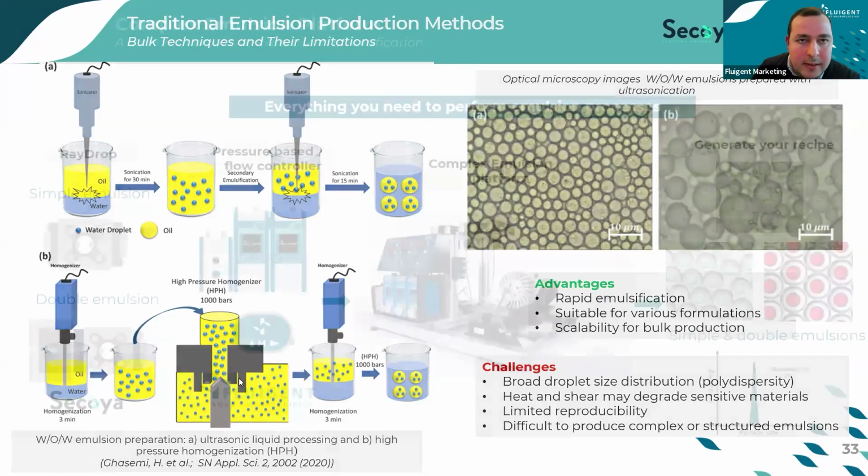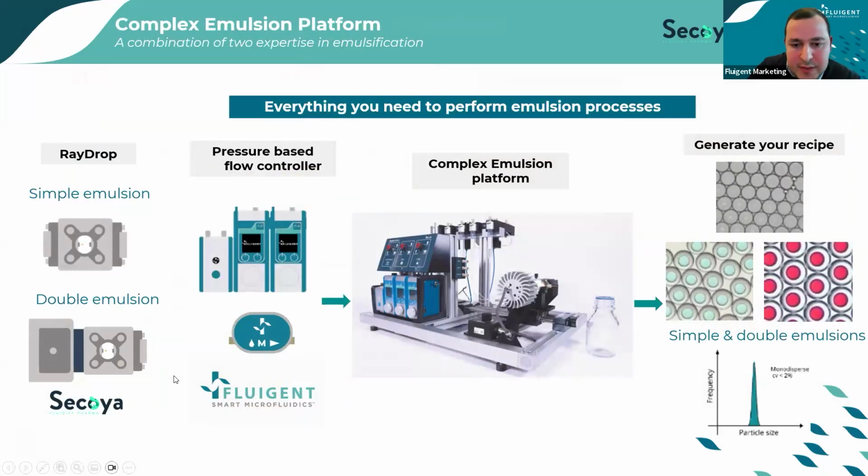So that's why at Fluigent, we combined our flow control expertise with Sequoia's droplet generation offer, represented by the RayDrop, in order to create single or double emulsions in a controlled way. We have developed a microfluidic pathway platform, where we combine the flow EZ that we presented earlier with Sequoia's RayDrop, in order to have simple or double emulsions with high reproducibility and monodispersity of the droplets that we are creating.